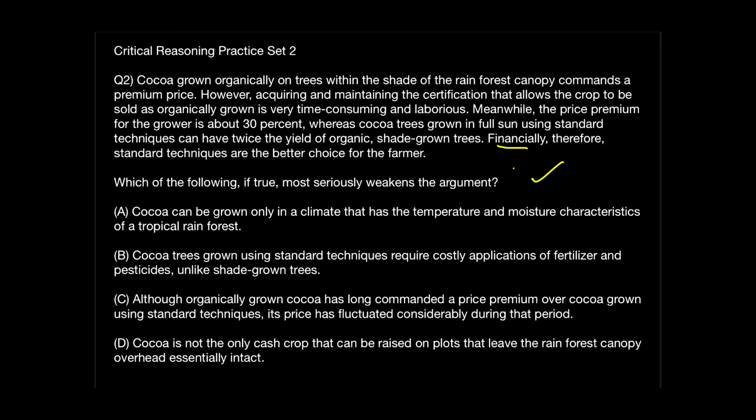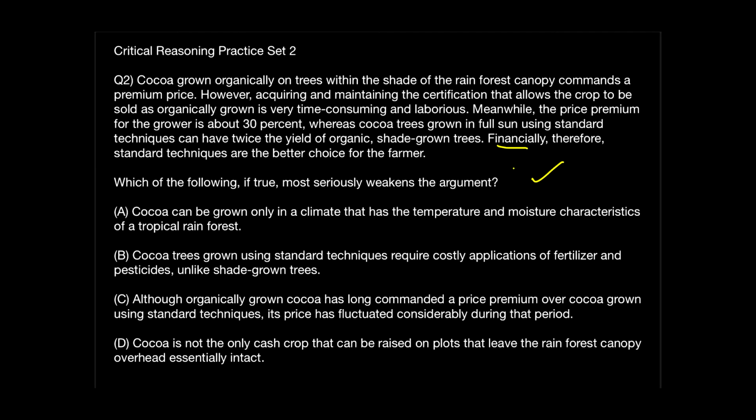So looking at this, we realize that the author is stating the argument that standard techniques are better. And what is our question asking us to do? Our question is asking us to find an option which will not support this argument, which will go against this argument. So weakening the argument means going against the argument. So let's read the first option, and that will help us to eliminate or to select it.